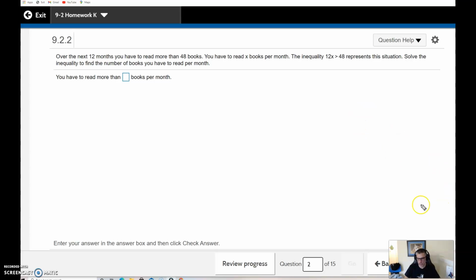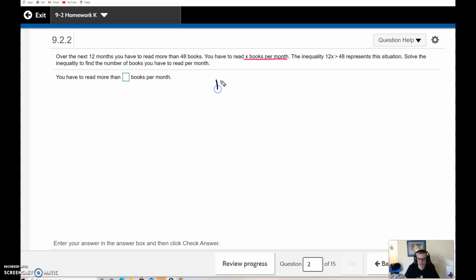So this is number 2. Over the next 12 months, you have to read more than 48 books. You have to read X books per month. Okay, so X is the number of books per month, 12 is the number of months, and all of that has to be more than 48. So they give you the inequality, right? They give it right here.